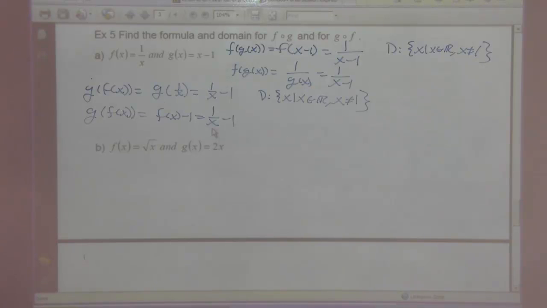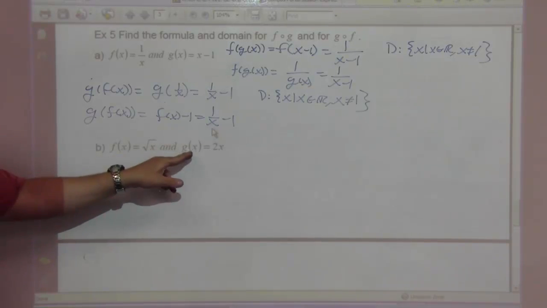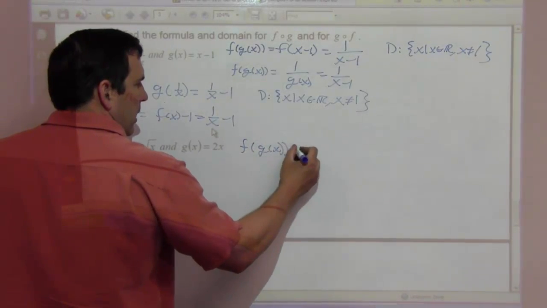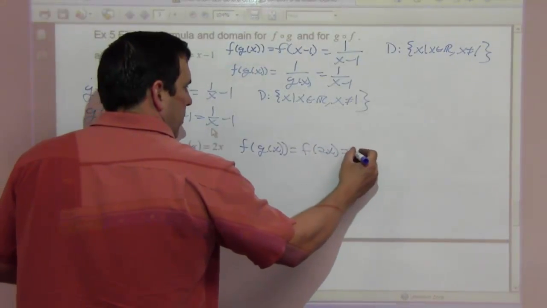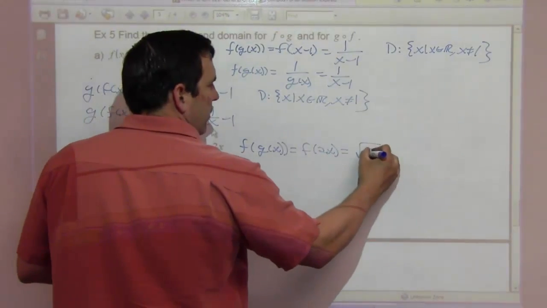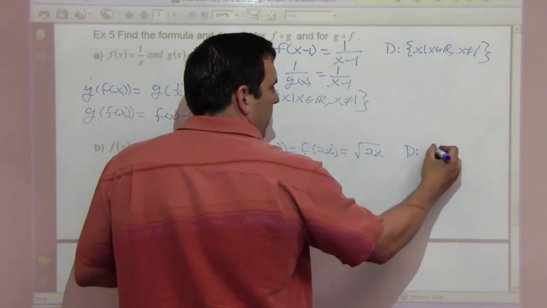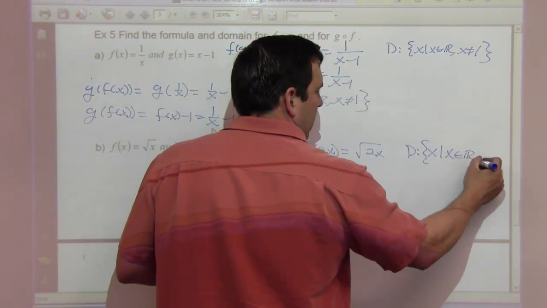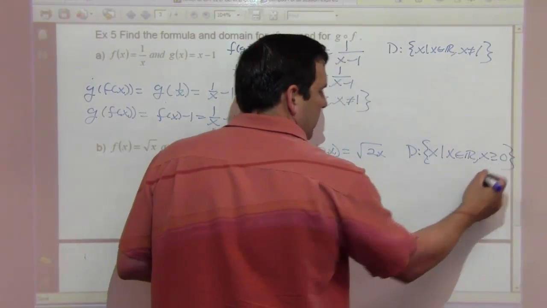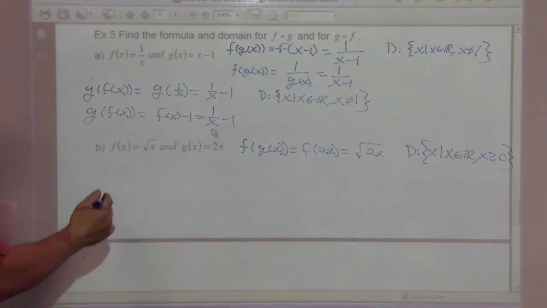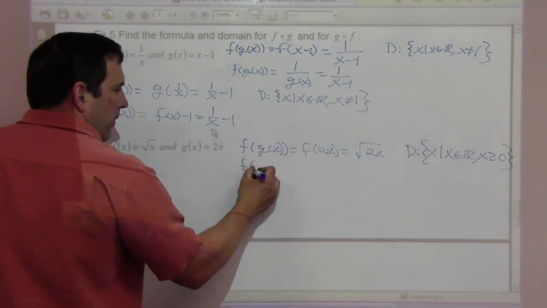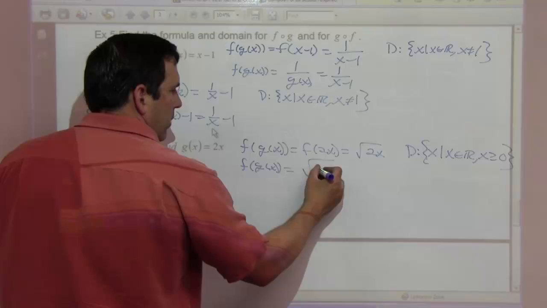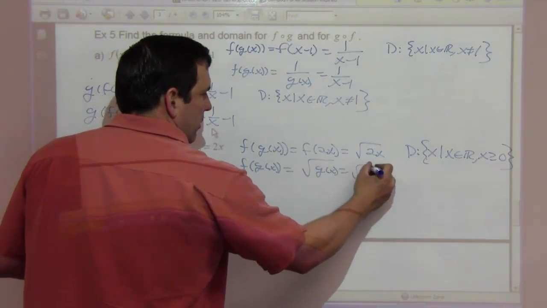For the next one, we have f of x equals square root of x, g of x equals 2x. So for f of g of x, it's going to be f of 2x, which is the square root of 2x. For this, the domain is x such that x is in the reals and x is positive or 0. I should say non-negative because it's a radical. Or you can see this as f of g of x is going to be the square root of g of x, which is the square root of 2x.